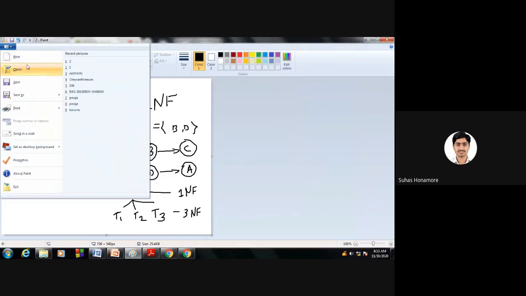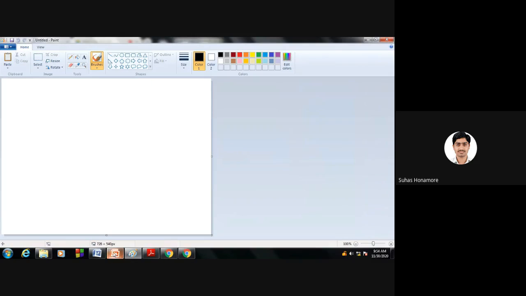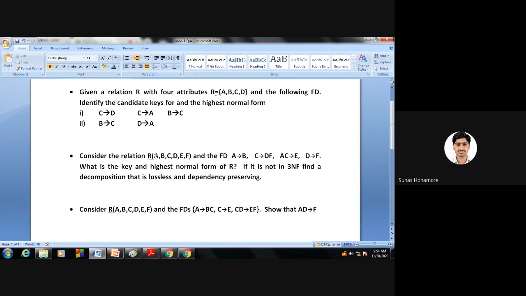Now we'll go for the second question. Consider a relation R. He has given attributes A to F, six attributes, and four FDs: A to B, C to DF, AC to E, D to F. List the key and highest normal form of R. So he's asking for the highest normal form also. If it is not in 3NF, find the decomposition that is lossless and dependency preserving.